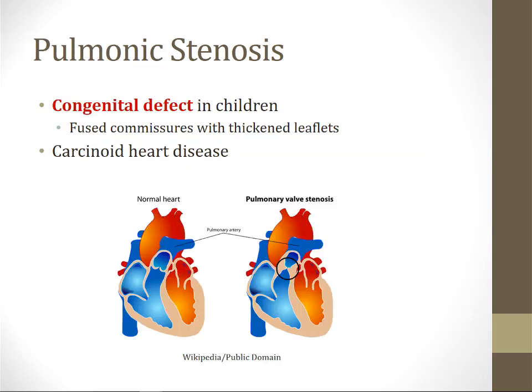Pulmonic stenosis is also a very rare valvular lesion. It can occur as a congenital defect in a child. This is because in some children the commissures are fused. In other words, the valve doesn't perfectly split into 3 leaflets, and sometimes this can lead to thickening of the leaflets in pulmonic stenosis. You can also rarely see pulmonic stenosis as a consequence of carcinoid heart disease.